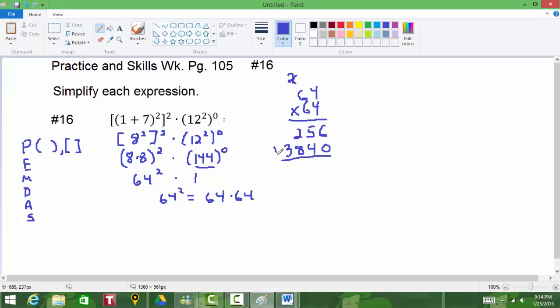Let's be careful adding these together. We get a 6, a 9, a 0, and a 4. So it looks like it's going to be 4,096. Let's see if we get that. 4,096 as a final answer as we simplify through that one.